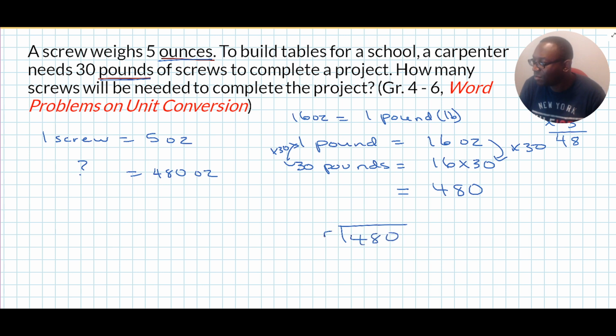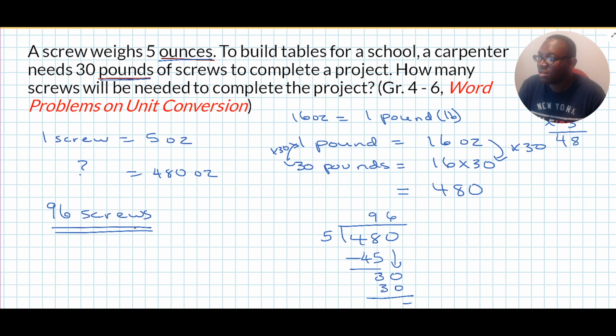480 divided by 5. 48 divided by 5, we have 9. 9 multiplied by 5, we have 45. We subtract, we have 3. We bring the 0 here, 30. 30 divided by 5, we have 6. 6 multiplied by 5, we have 30. So we're going to have 96 screws. So in other words, the carpenter needs 96 screws to complete the project of building tables.